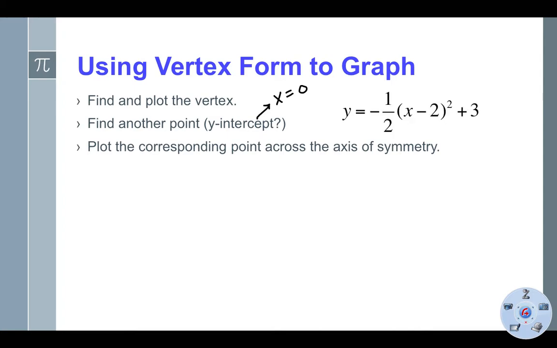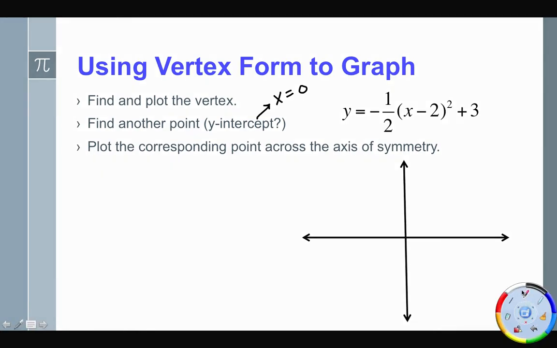So let's look at this example. We have negative 1/2 times the quantity x minus 2 squared plus 3. And we're going to look at the graph here. All right, so we're going to find the vertex. In this case, this is a minus 2, so that's a positive 2. And that's a plus 3, so that's a positive 3. So my vertex is at the coordinate 2, 3.